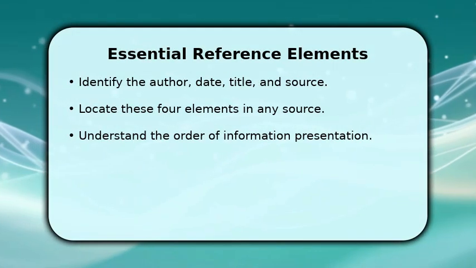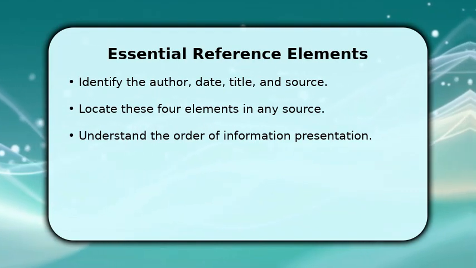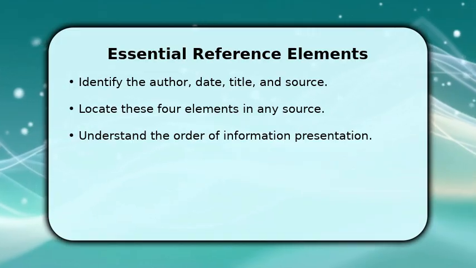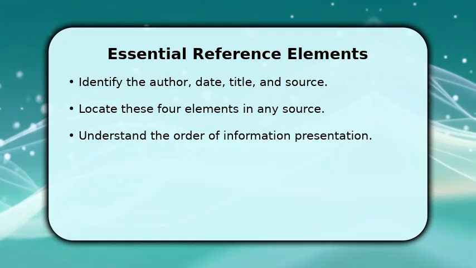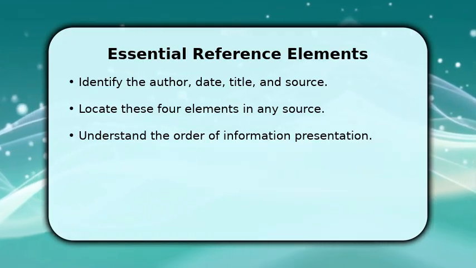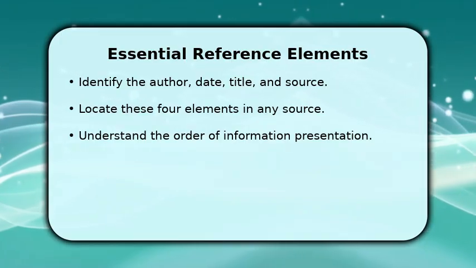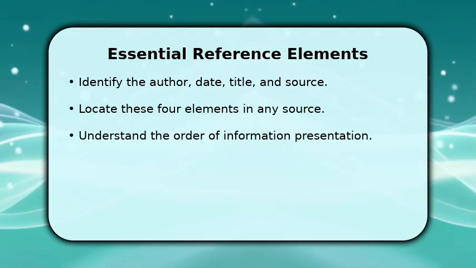Every APA reference relies on 4 key pieces of information: the author, the publication date, the title of the work, and the source where it can be retrieved. Think of it as the who, when, what, and where. Learning to quickly spot these elements in any book, article, or website is the first step to creating accurate references. We'll cover their correct order and specific formatting next.